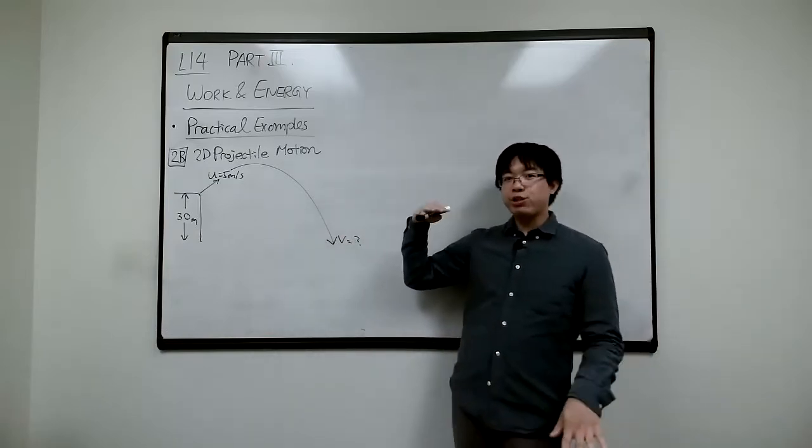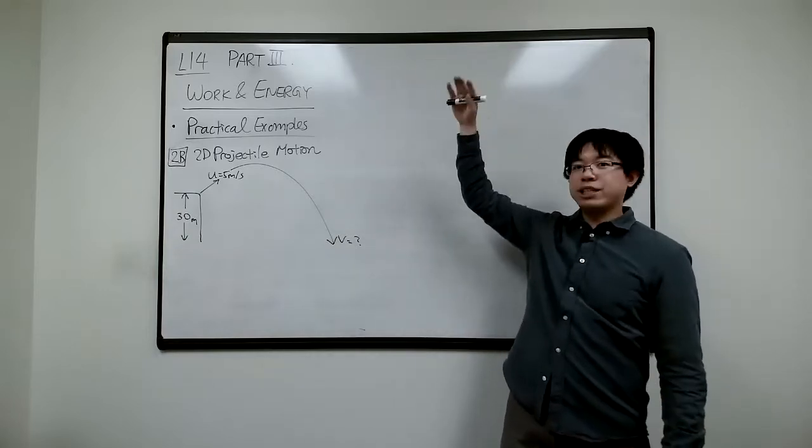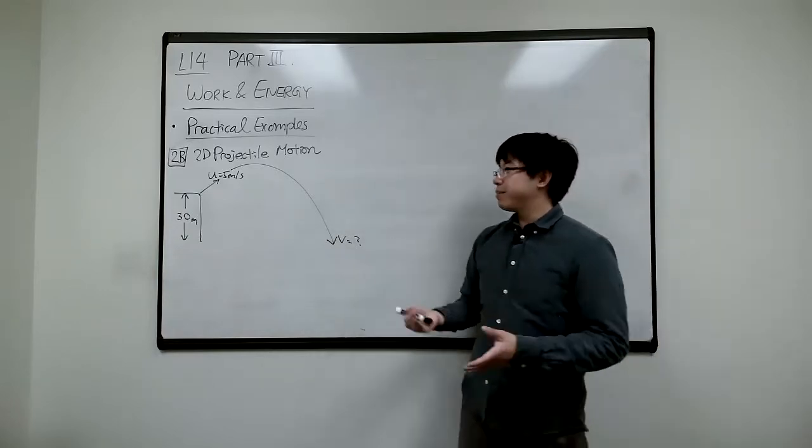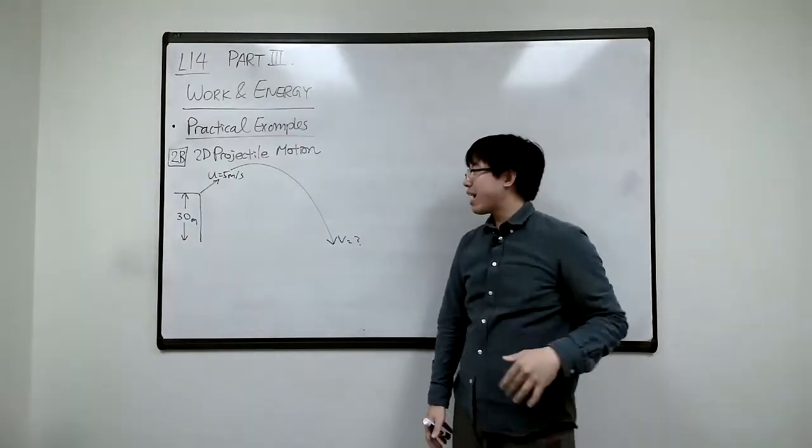A door is roughly 2 meters, so each floor is roughly 3 meters, right? It's just a little bit taller than a door. So let's say 3 meters per story. So that's 10 stories or 10 floors high.